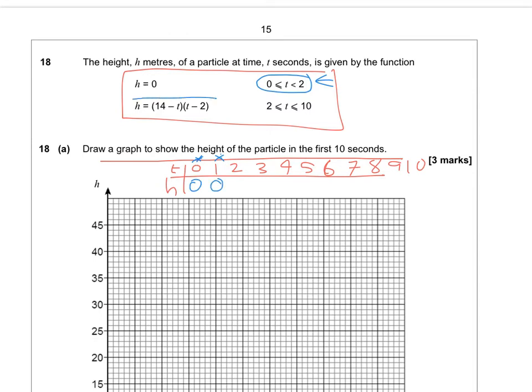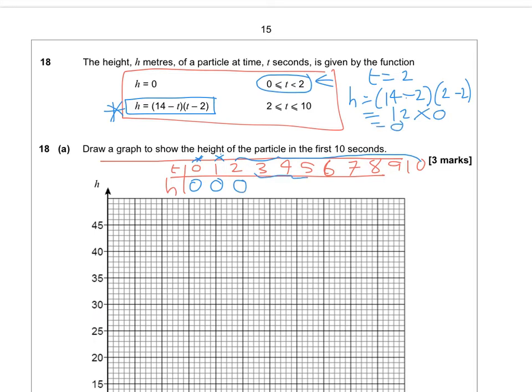After that, the height is calculated using this formula here. So we have to substitute in these values of t, using our calculator, into this formula to calculate the height. For instance, if t equals 2, then h is equal to 14 minus 2 multiplied by 2 minus 2, which of course is 12, multiplied by 0, which is 0. And we have to repeat the same for 3, 4, 5, 6, 7, 8, 9, 10 onwards. If we do that, we find these values here.